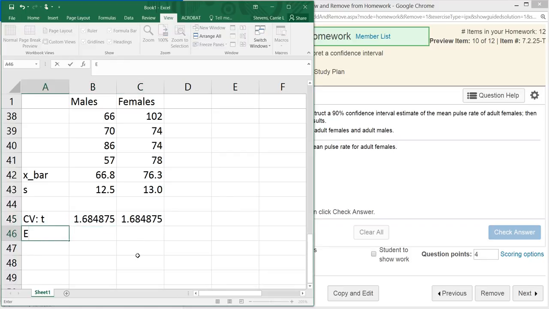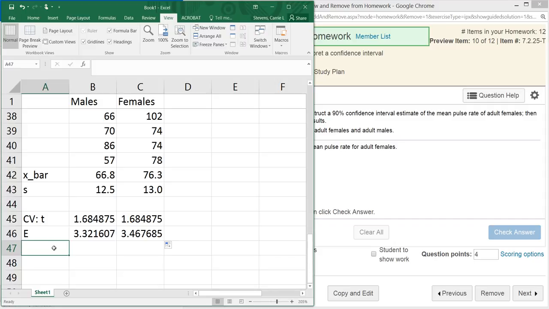And then I can use that to calculate my E, which is equal to the critical value times the standard deviation divided by the square root of n. That's the critical value times the standard error. And I will be doing the same thing again right here. Okay, so there's my margin of error. And I can start constructing my confidence interval limits for my females and my males.